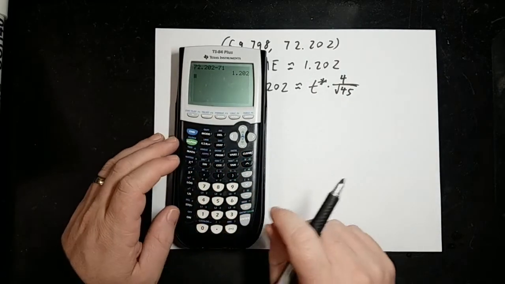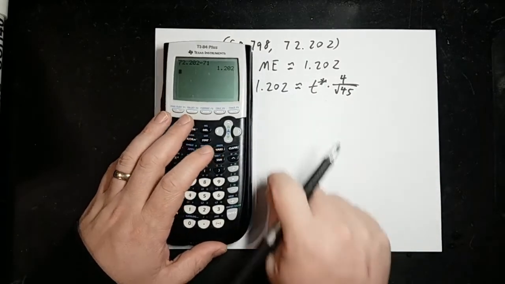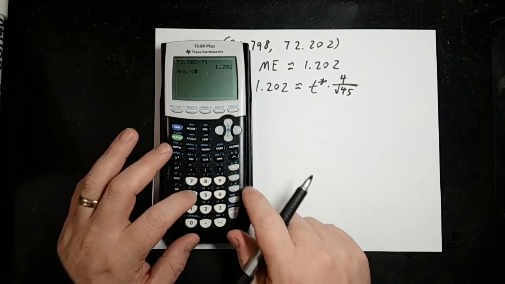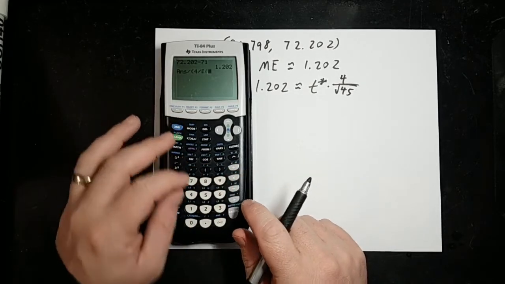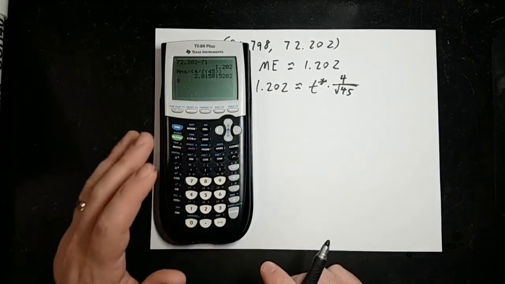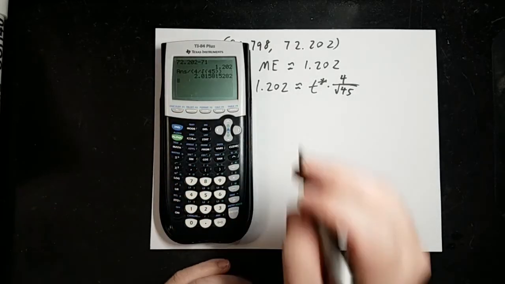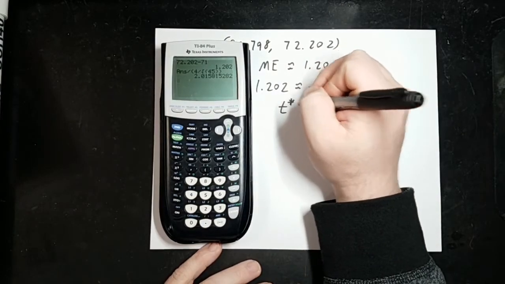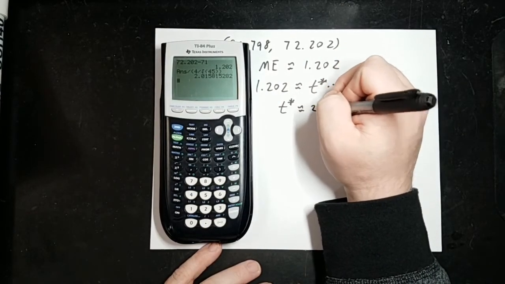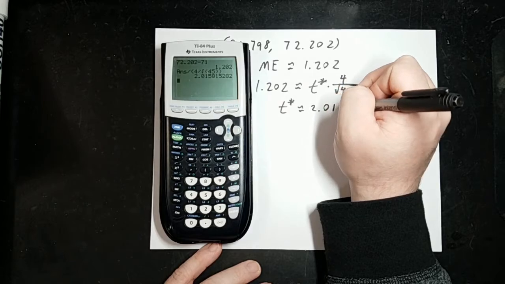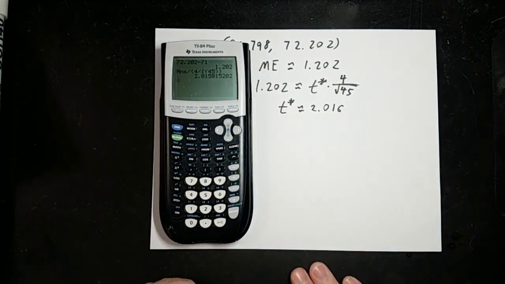If I were to do that, let's see, I would have to divide both sides by that fraction. 4 divided by the square root of 45 would give me a t star. And again, this is a little bit of rounding error because of that margin of error being rounded. But that gives me a t star of approximately 2.016 if I had to round that.